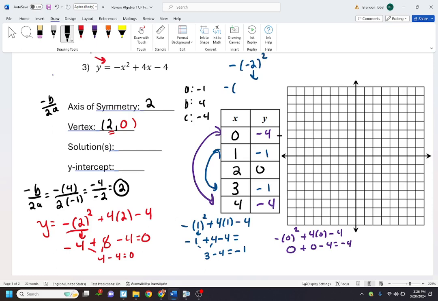Now we're going to graph. 0, -4 means 0 left and right, and down 4. So you go left to right nothing, down 4. And then you go right 1, down 1. Then you go right 2, up nothing.